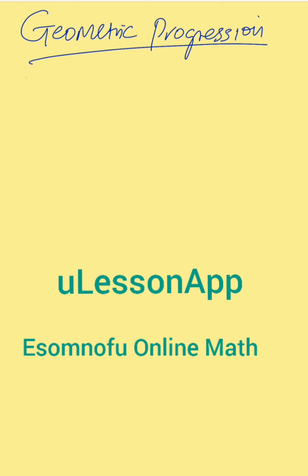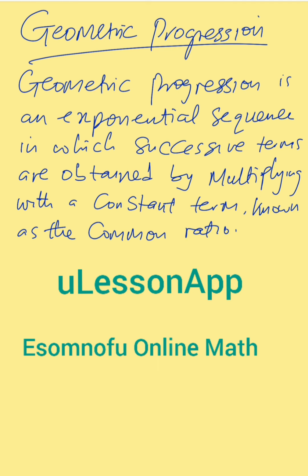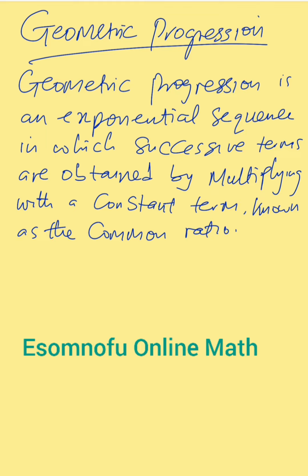Now, geometric progression. Geometric progression is just an exponential sequence in which successive terms are obtained by multiplying with a constant term known as the common ratio. So whenever you're talking about geometric progression, we are talking about that kind of exponential sequence, where successive terms are obtained by multiplying with a constant term known as the common ratio.